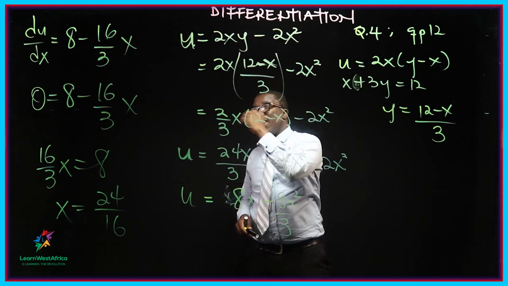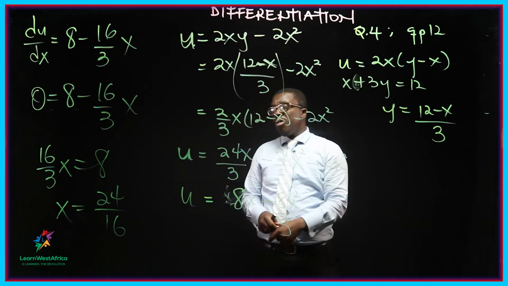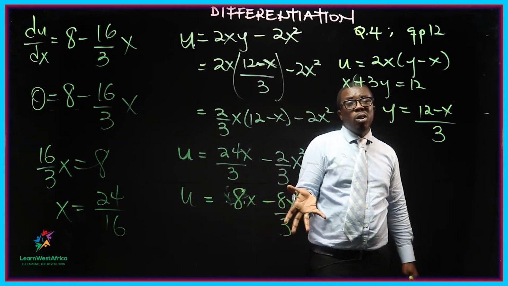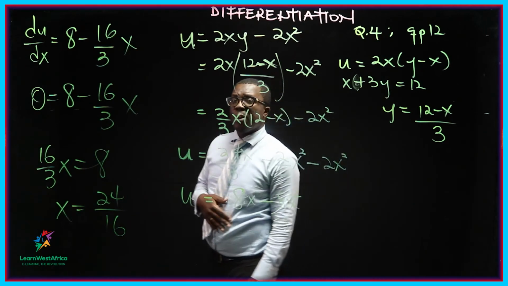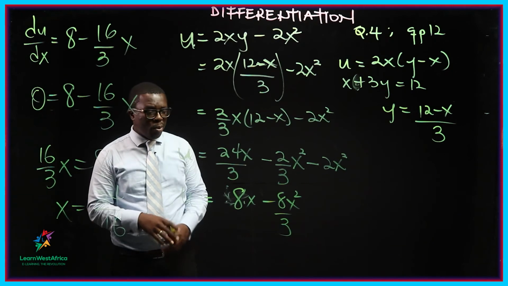Okay, you'll be able to show that your u is equal to 8x minus 8x squared all over 3. Okay, so I'll leave you to just do the calculation. Simplify the value of x. Whatever you get, you put it into the u, then you find the stationary value of u. So that is the question that came. How you deal with that.